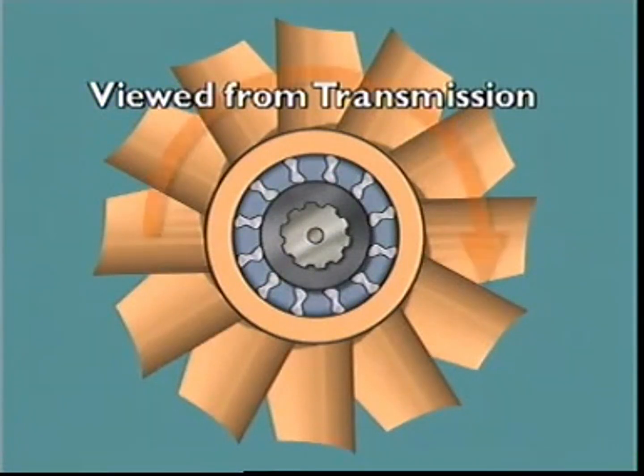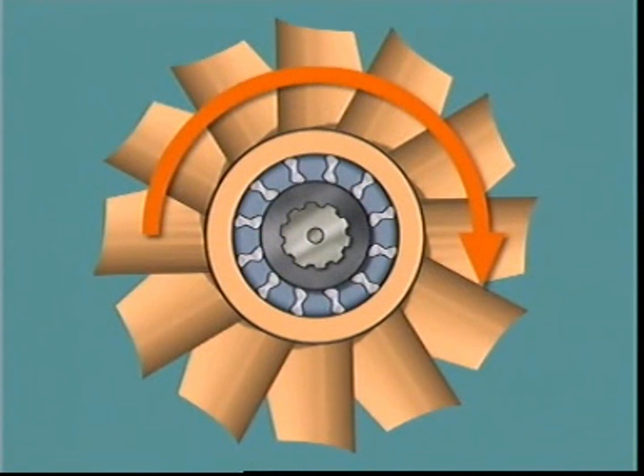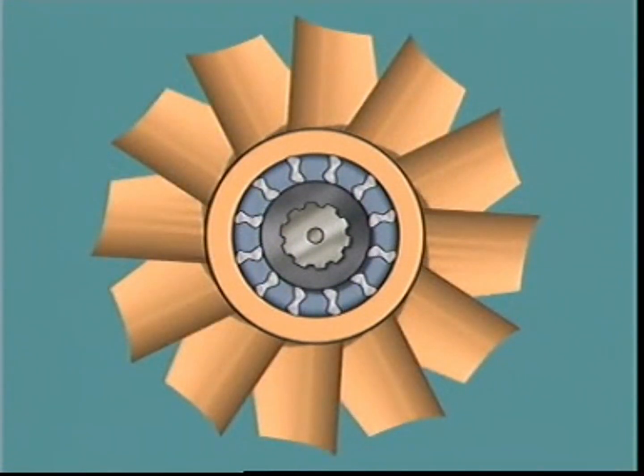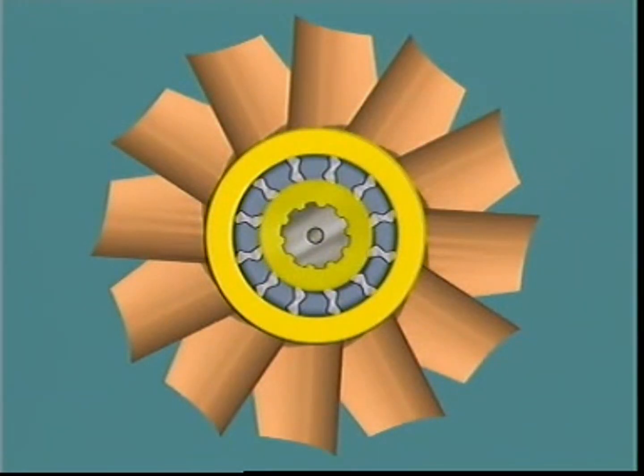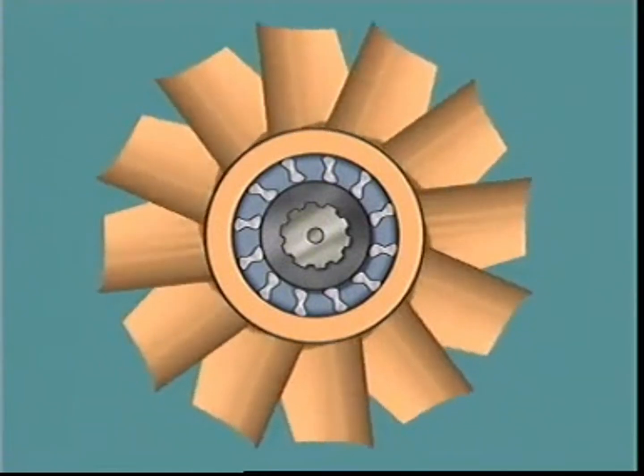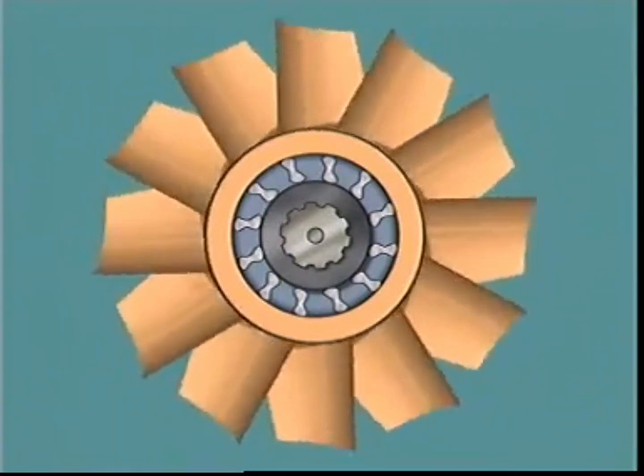When the stator is turned against engine rotation, it pivots the sprags towards the larger radius and wedges them between the two races, locking them together. When the effort to the stator is reversed, the sprags pivot towards the smaller radius and the outer race glides freely over them in the direction of engine rotation.